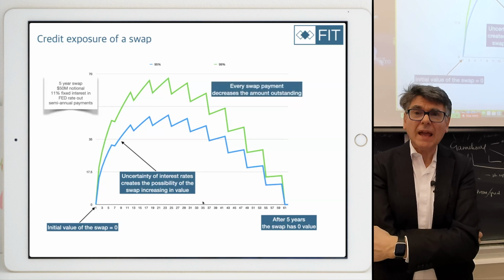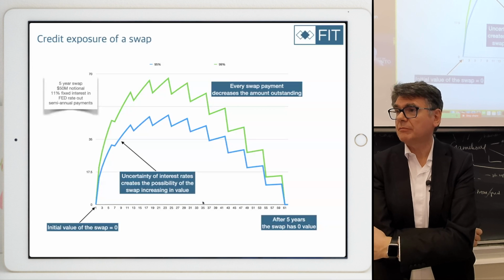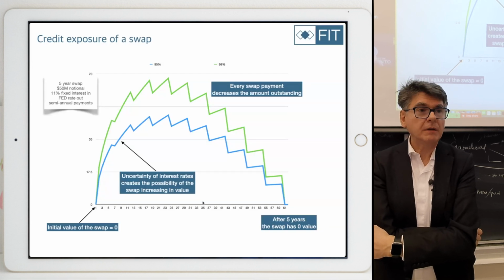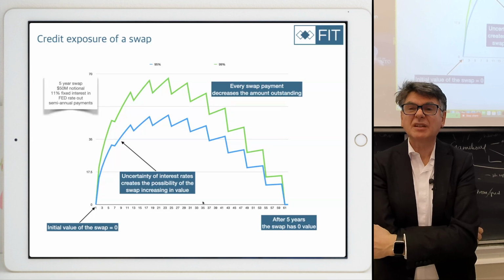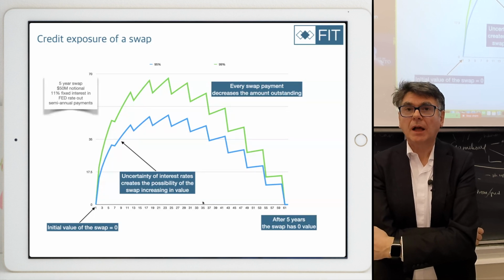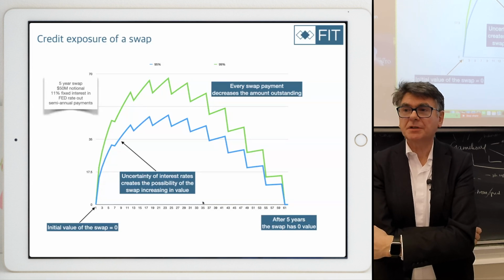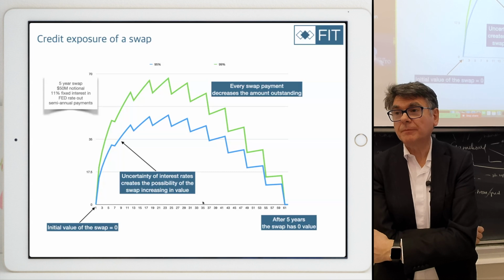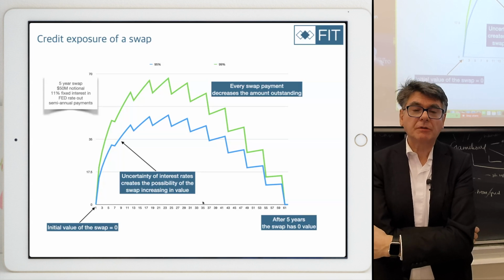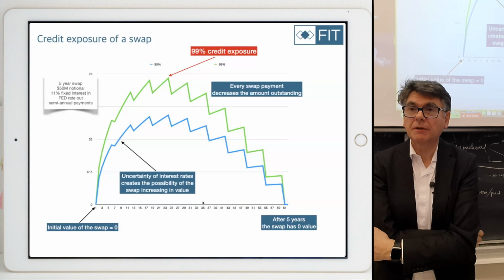And every time a payment happens, then my exposure comes down. Right? The value of the swap will come down every time a payment happens. That's why we have this jagged shape, that every 6 months, once you get payment, you get some relief, right? But this is not the credit exposure. The credit exposure is the highest number in the future.